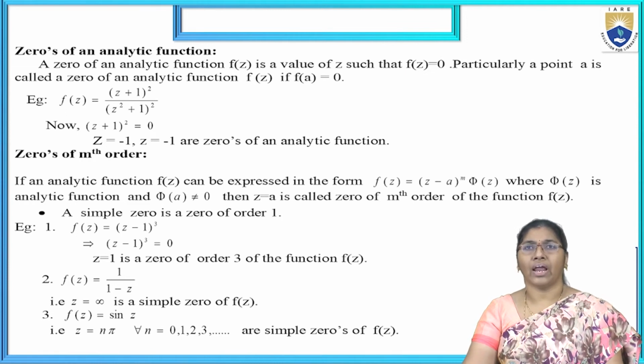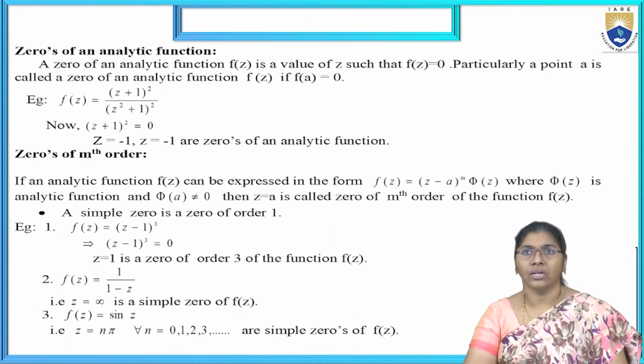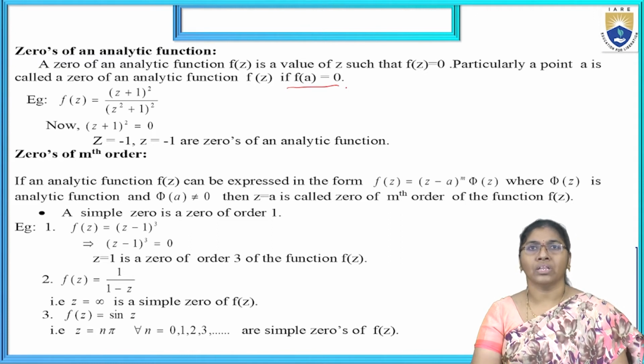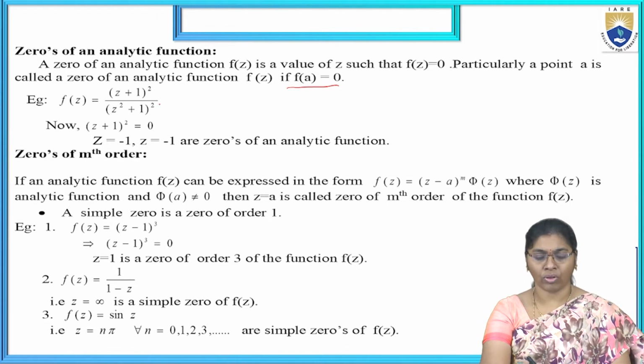A zero of an analytic function f(z) is a value of z such that f(z) equals 0. Particularly, a point a is called a zero of an analytic function f(z) if f(a) equals 0. For example, we are considering f(z) equal to some example.